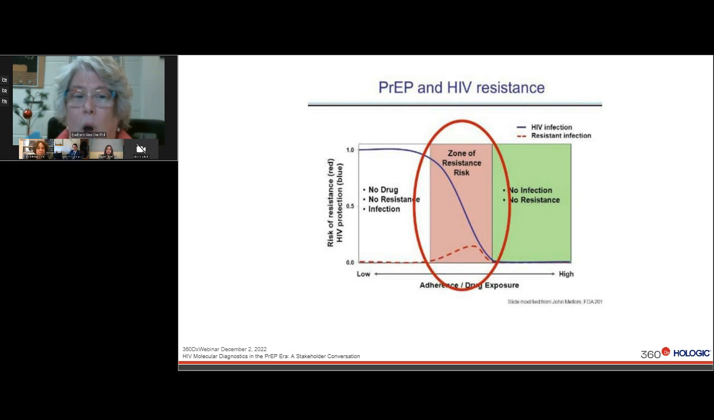And it does add some cost, but it's still probably in the long run, when you think about the cost of resistance and managing, putting people on second-line therapies and so on and so forth, I think that there may be a benefit to that.